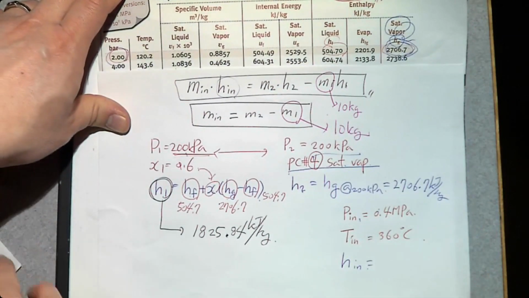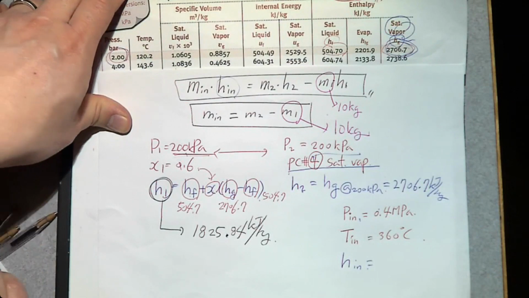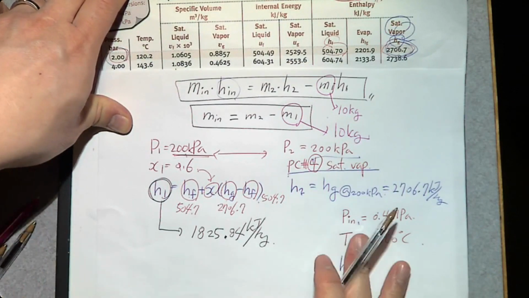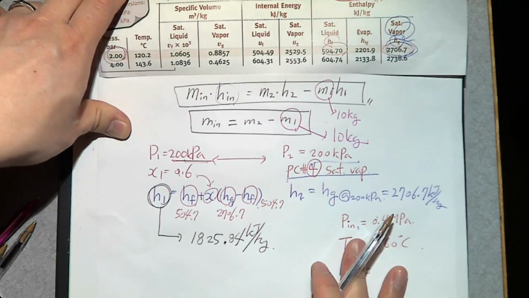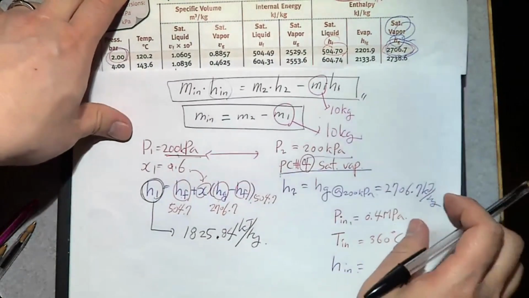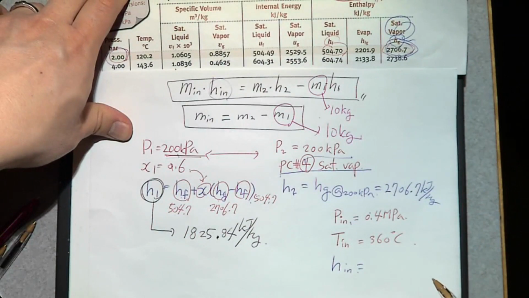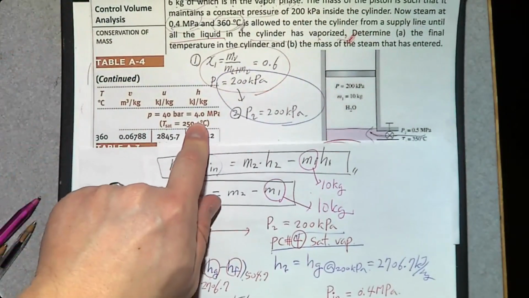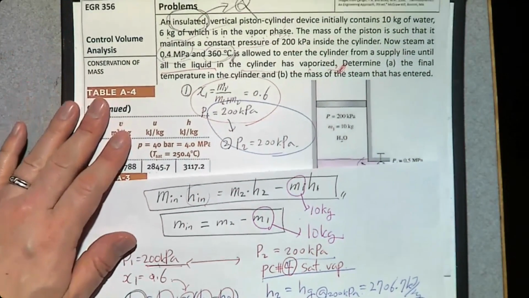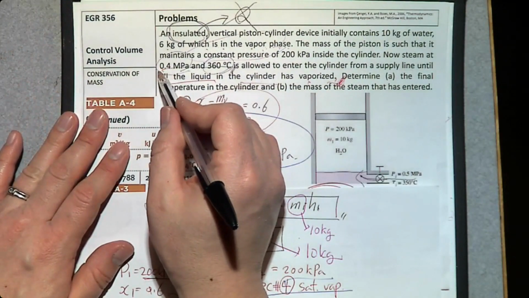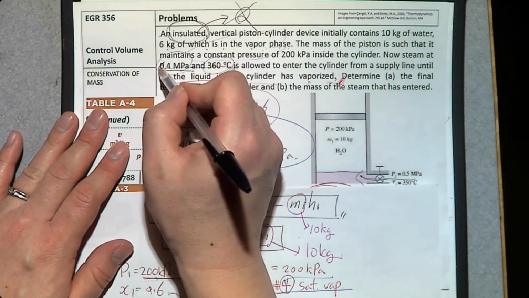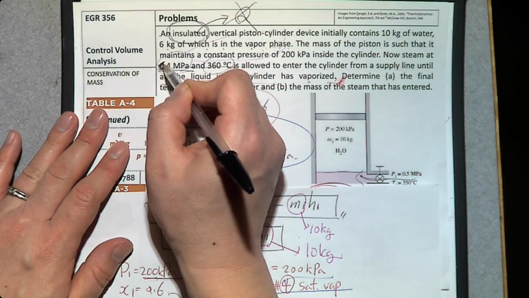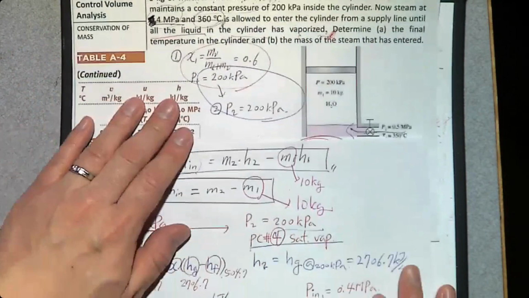What about this one? Okay, there is a mistake here. The pressure table is 4 megapascal. The pressure at this point is not 0.4. It's a typo. It is 4 megapascal, okay? Sorry for the mistake.